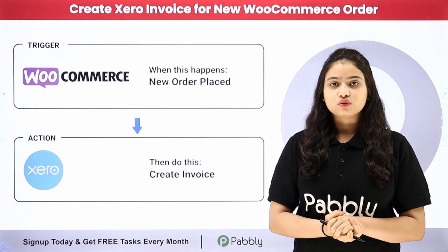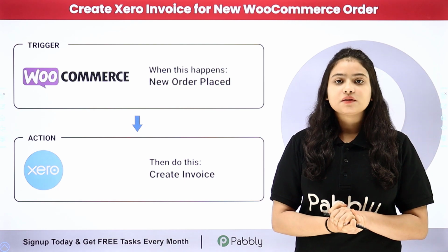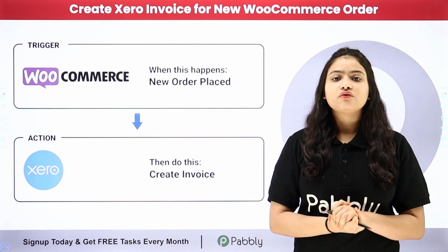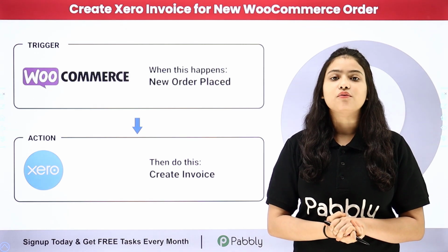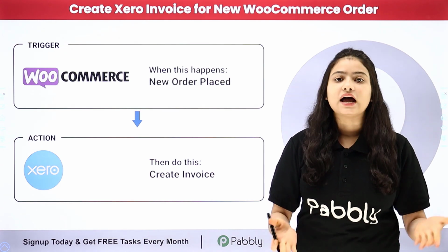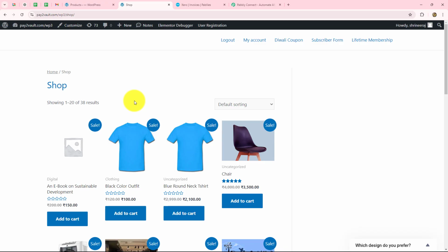So how are we going to automate this entire process? For that, we have to set up the connection between WooCommerce and Xero, and that we are going to do without the requirement of any coding and programming skills with the help of Pabbly Connect. So if you also want to learn this amazing automation step by step, for that you have to come towards my screen. Welcome to my screen everyone.